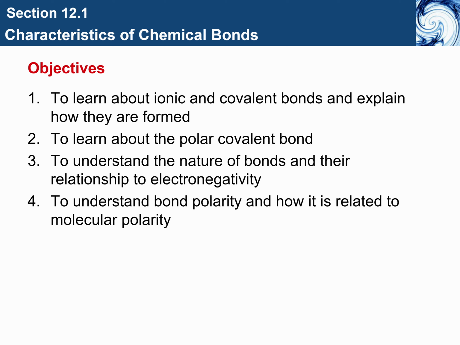Section 12.1 Objectives. In this section, we will learn how ionic and covalent bonds are formed. We will also study polar covalent bonds, electronegativity, and the connection between bond polarity and molecular polarity. These are important test concepts. From the worksheets and the chapter test, make sure you understand the difference between ionic, covalent, and polar covalent bonding, and how electronegativity helps predict polarity.